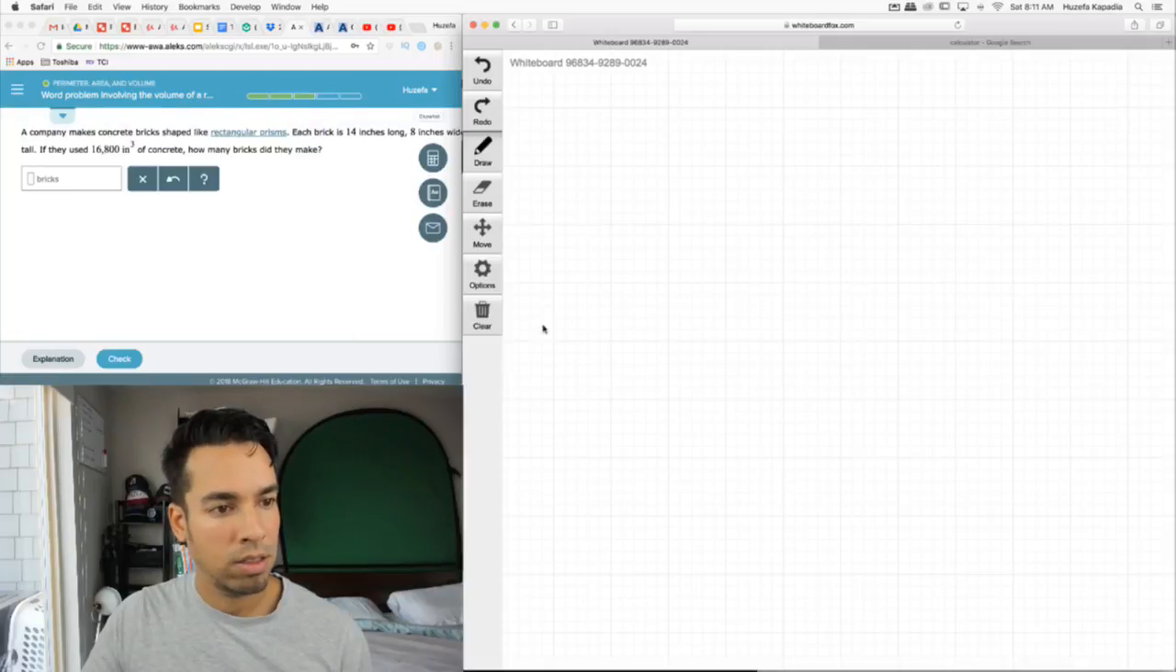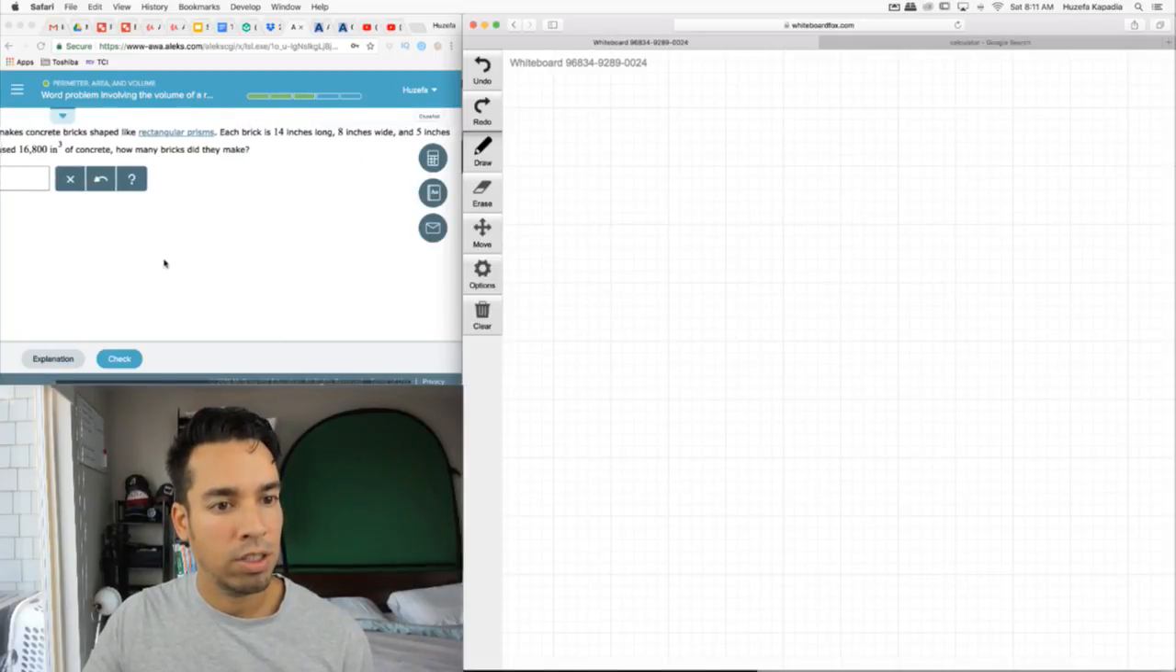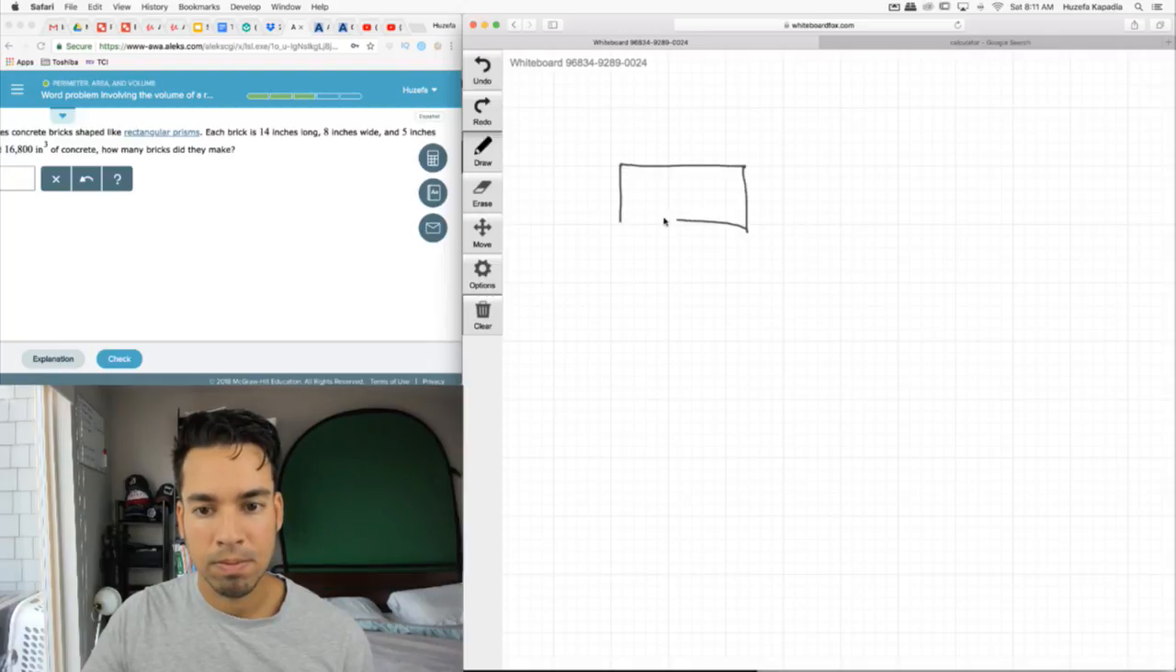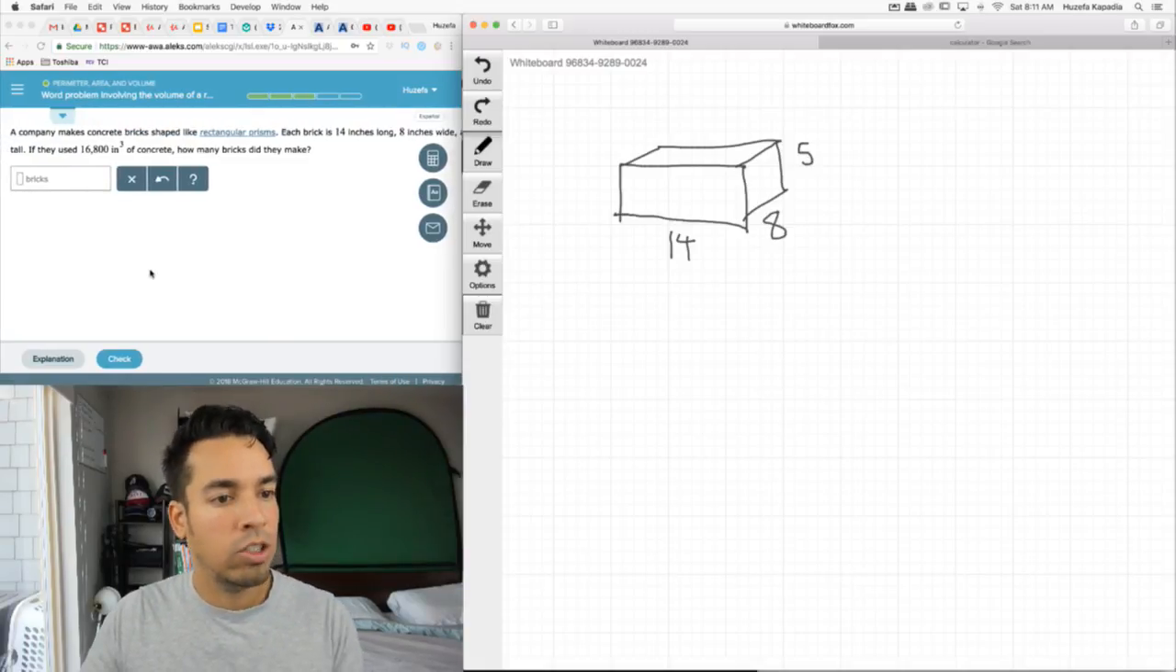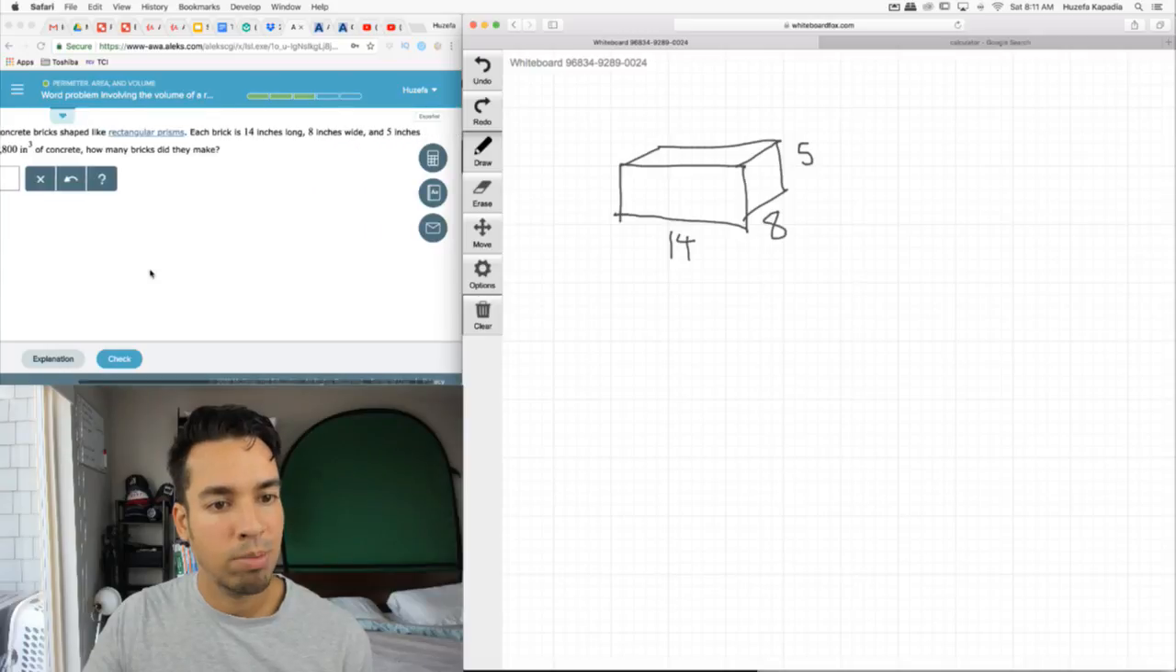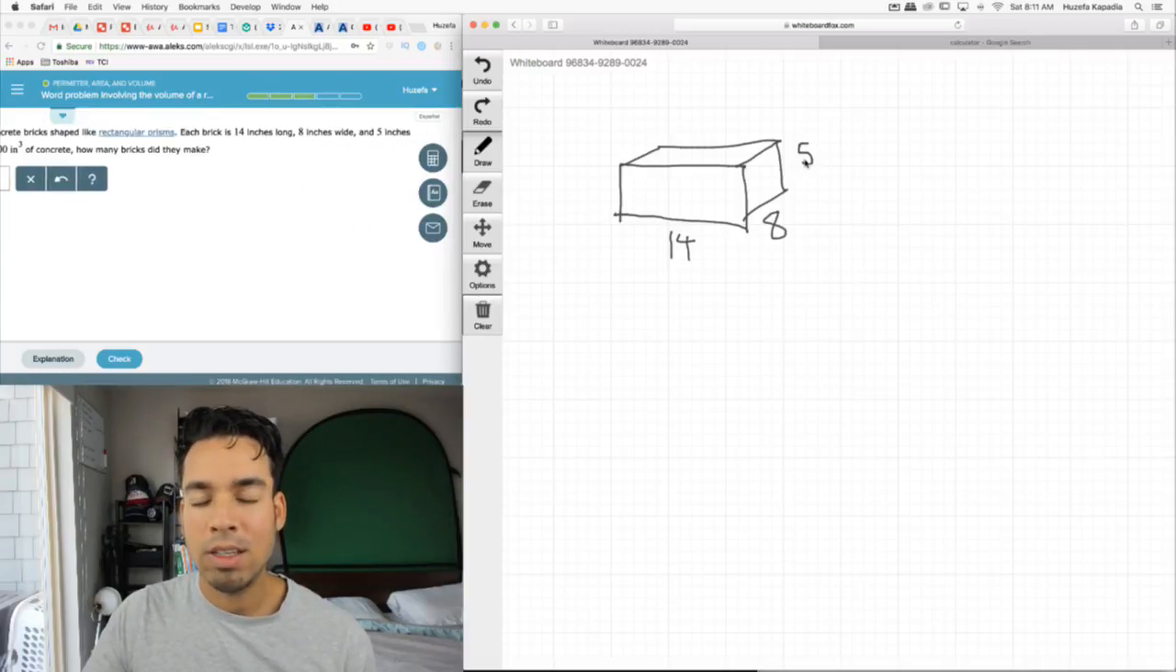Last but not least, a company makes concrete bricks shaped like prisms. Each brick is 14 inches long, 8 inches wide, and 5 inches tall. If they use 16,800 total inches cubed of concrete, how many bricks did they make? Same deal. Calculate the volume of one brick, and then take that total and divide it up by the volume of one brick to get the total number of bricks.